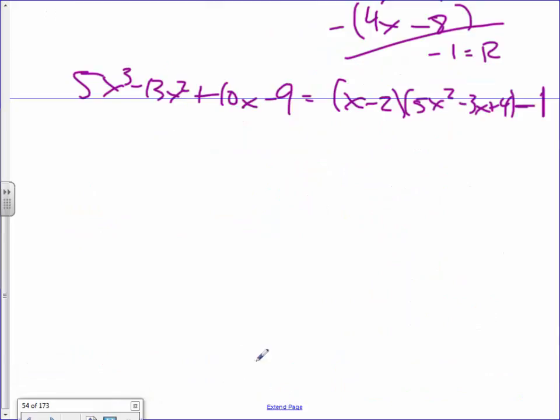I don't actually want to go about foiling all of this, but I could show you maybe a couple of key things here. Like if you did this x times that 5x squared, it would give you that 5x to the third, right? Or if you times this minus 2 by that plus 4, it would give you minus 8. Hence, an extra minus 1 to make it minus 9.